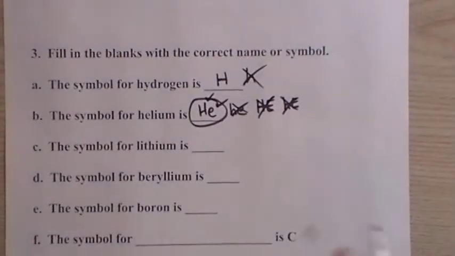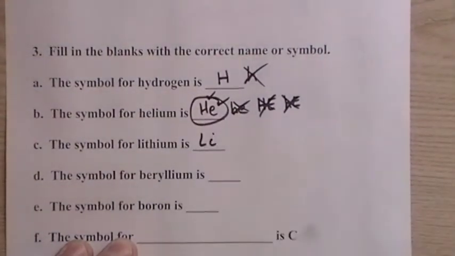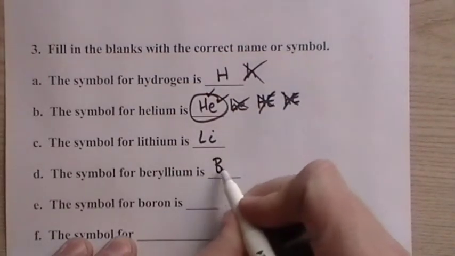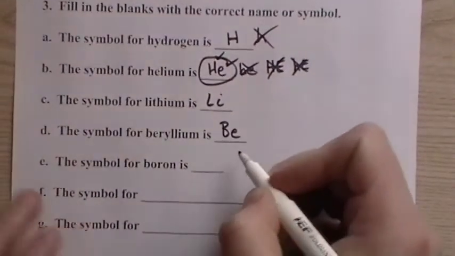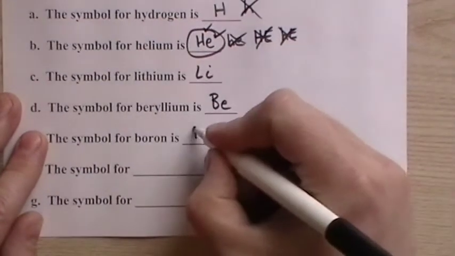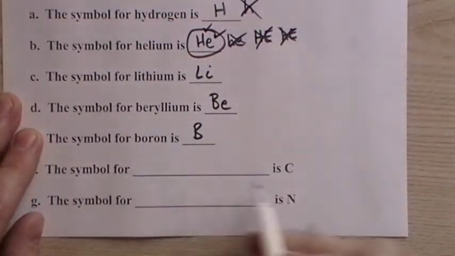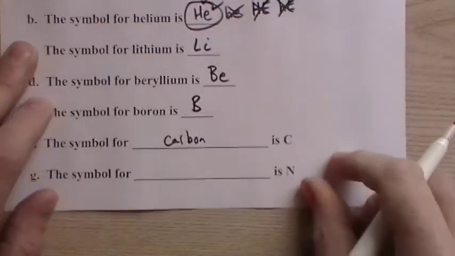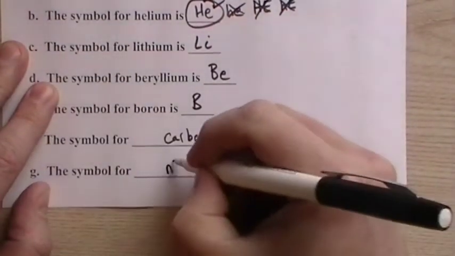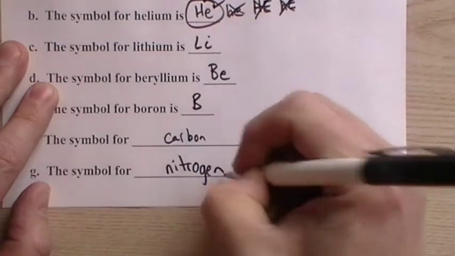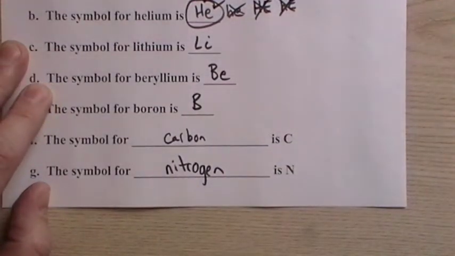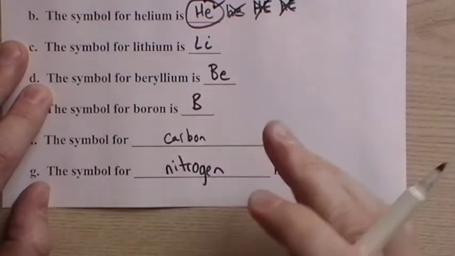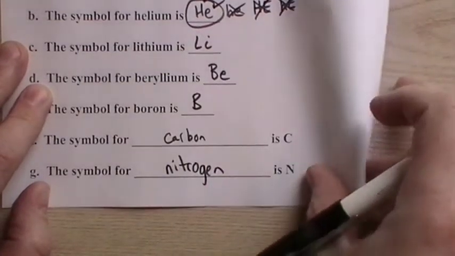But for lithium, Li. You see capital L, little i, that is definitely lithium. Beryllium, Be. Boron, on here, is capital B. Now, here we fill in the name. Carbon, C is carbon. And then capital N is nitrogen. No need to capitalize carbon or nitrogen, unless it's at the start of a sentence. For the name, though, it's going to be a lowercase letter to start out the name.